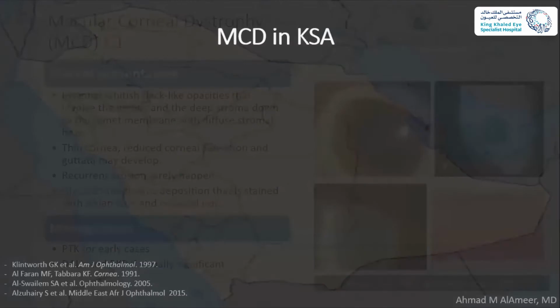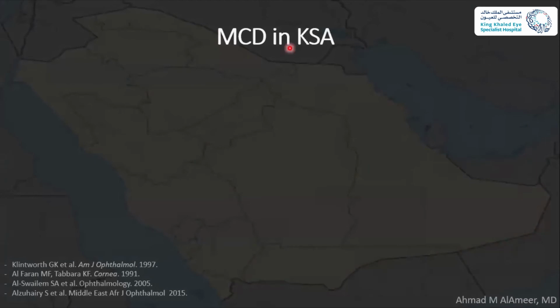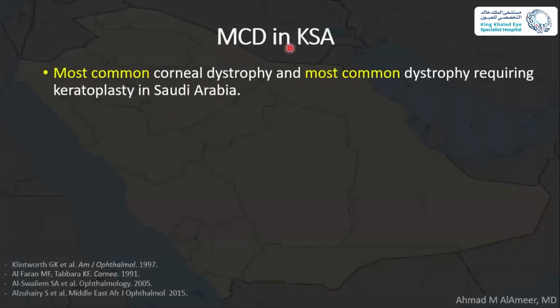So although macular corneal dystrophy is less common than other types of stromal dystrophies worldwide, it's the most common corneal dystrophy in Saudi Arabia due to the higher consanguinity rate in our region. And it's the most common dystrophy requiring keratoplasty in Saudi Arabia.